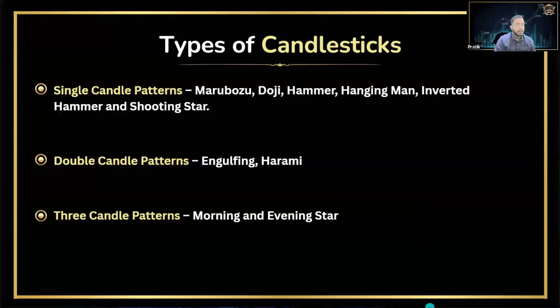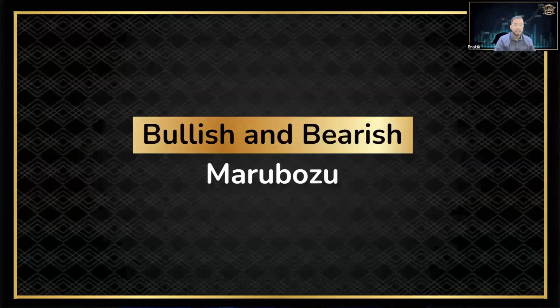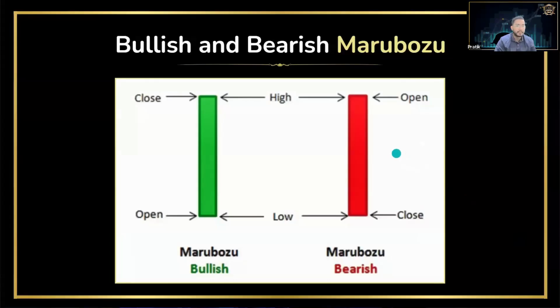So the first one is called a bullish and a bearish Marubozu. Let me explain this to you. Marubozu in Japanese means bald man.